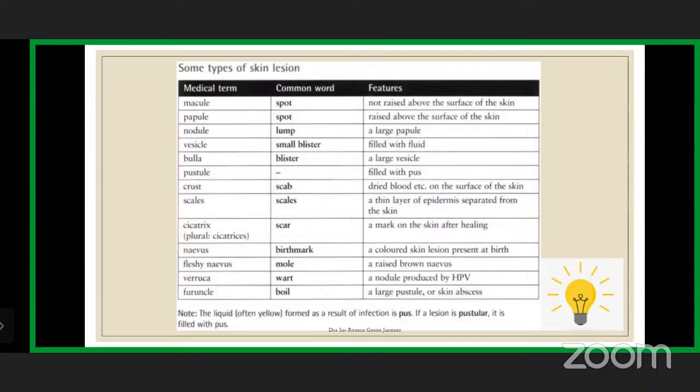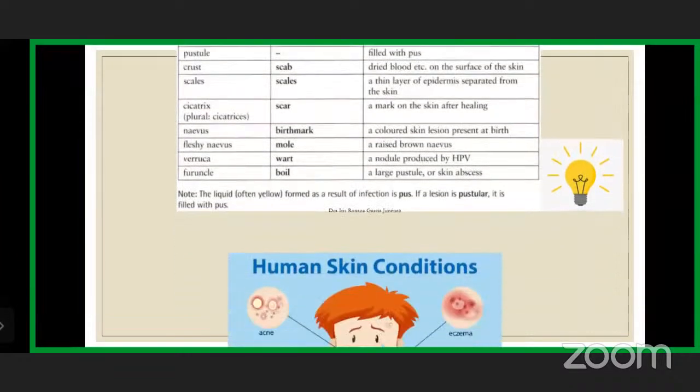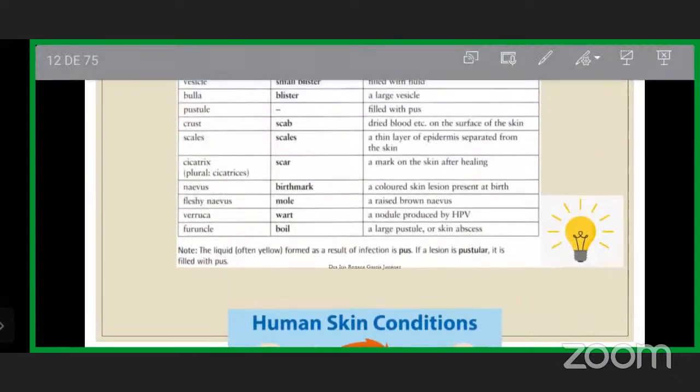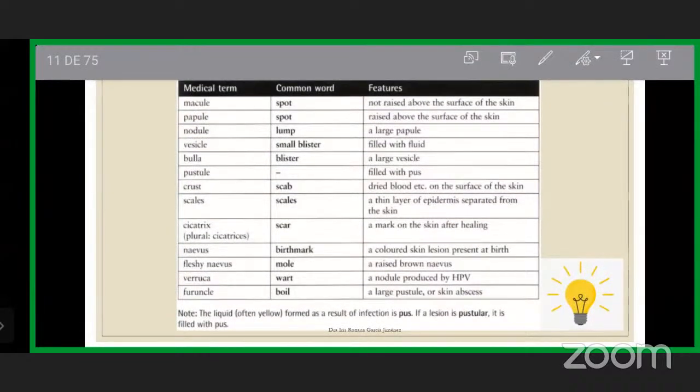Pustule is not a common word for patients. They just say, I have this lesion and it's filled with pus. So that's the way they can describe it to you, and then you can practice with them in that order. Moreover, you have other lesions. Scales, the same scales. Cicatrix or cicatrices, you can see the difference by writing.